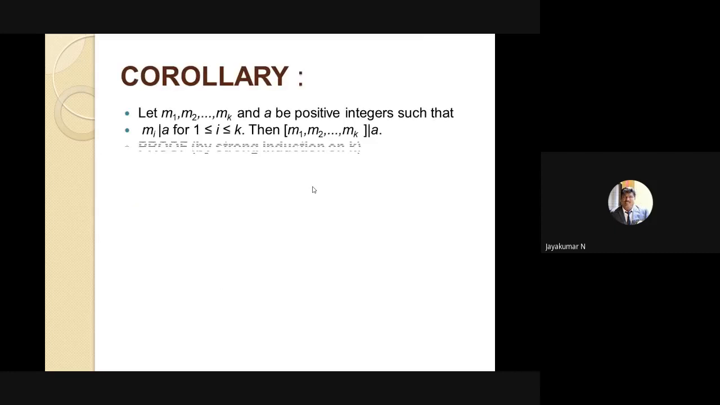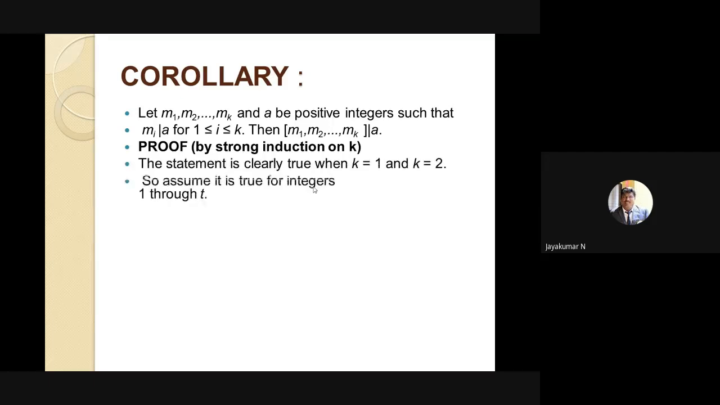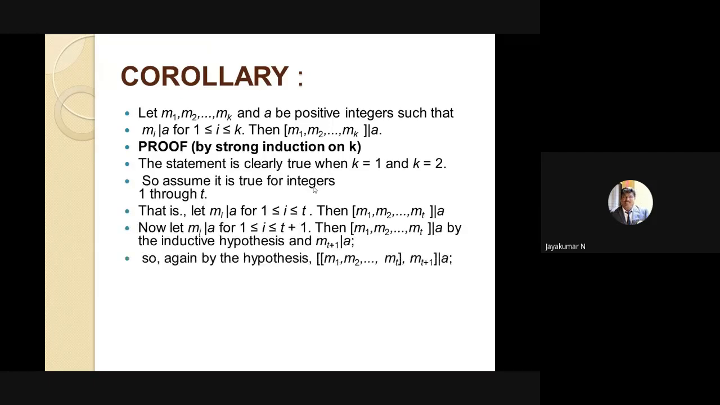That is another corollary: if there are k positive integers such that each integer divides a, then the LCM of those integers also divides a. This is another important corollary, sometimes a 4-mark question.